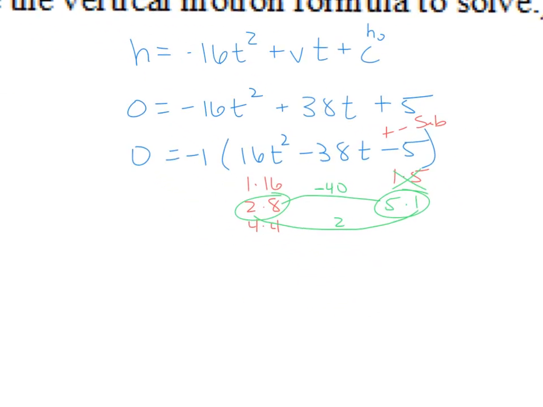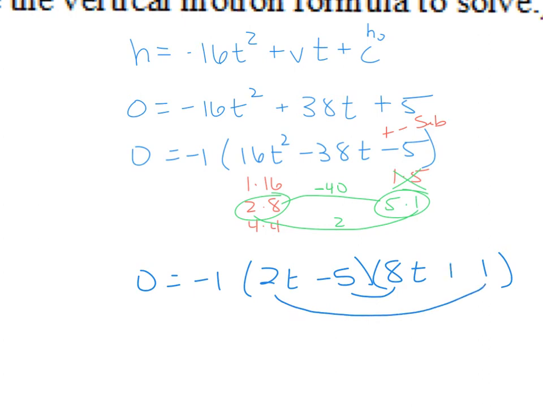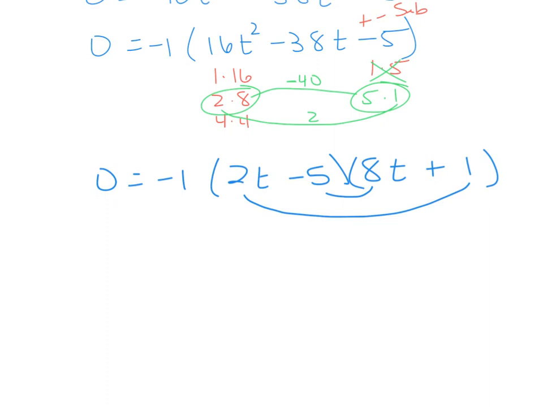So I'm going to go ahead, 0 equals. I still have my negative 1 out front. I've got 2 and 8t. Okay, on the back side, I've got a 5 and a 1. All right, so when I multiply the insides here, I want that to be negative, and when I multiply the outsides here, I want that to be positive. Okay. Now, you can always FOIL it out just to make sure you got it right. So 0 equals negative 1, 0 equals 2t minus 5, and 0 equals 8t plus 1.